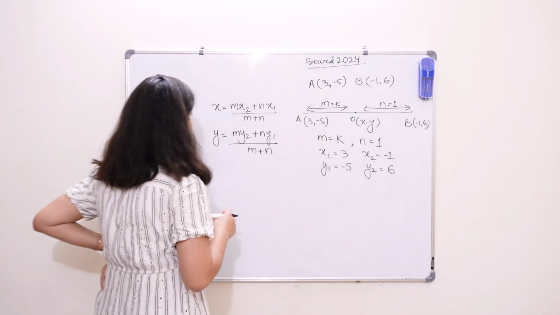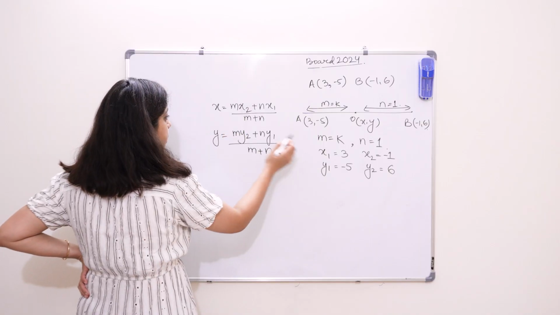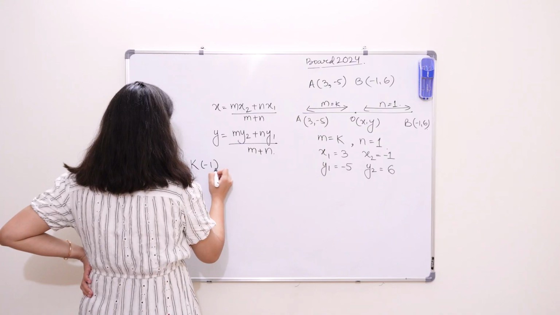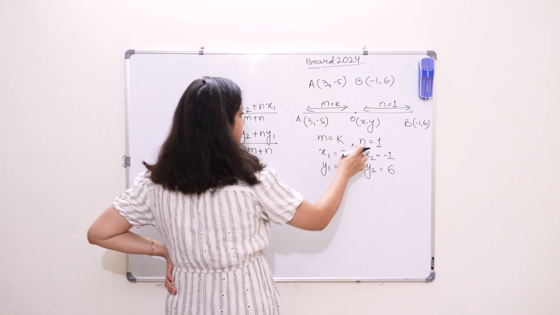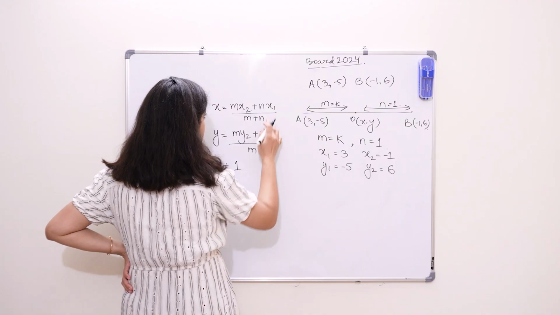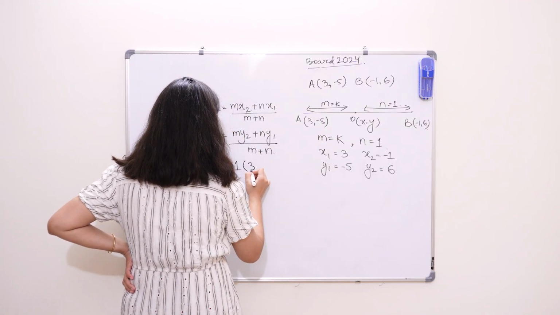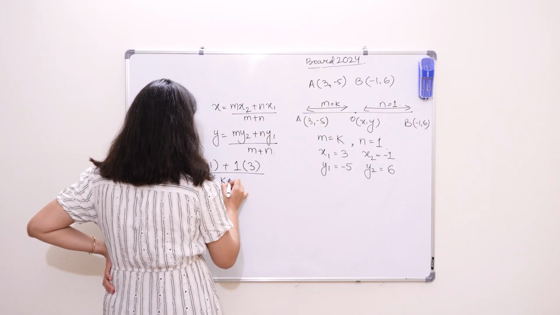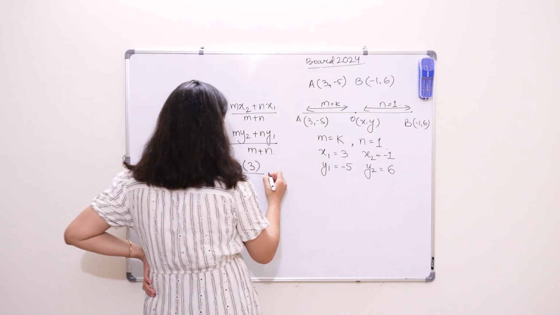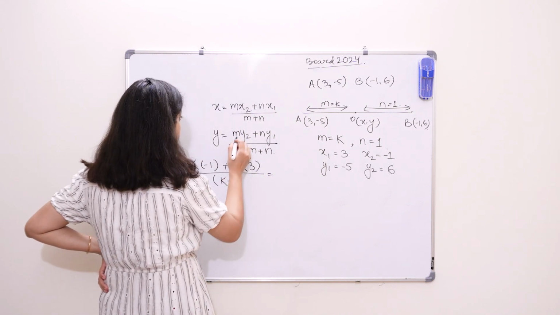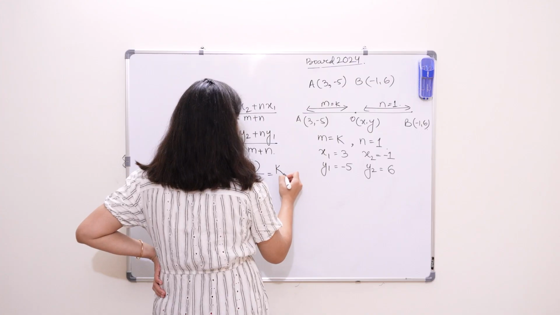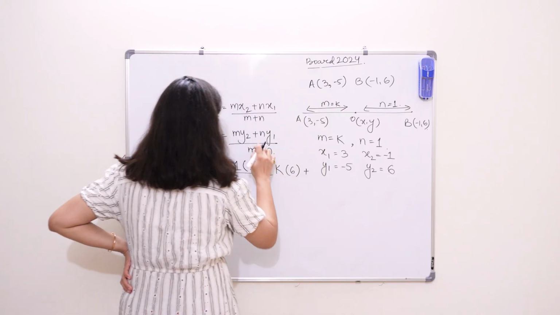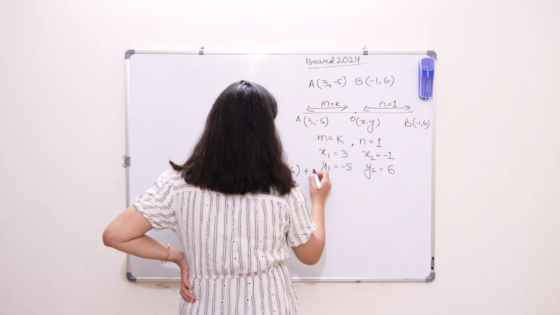Clear है? Now let's start. So होगा ये, m की वैल्यू हो जाएगी k, x2 will become minus 1 plus n की वैल्यू है 1, x1 will become 3 divided by m plus n, which means k plus 1, right? Which means this will be equated with m y2, m will become k, y2 becomes 6 plus n becomes 1.